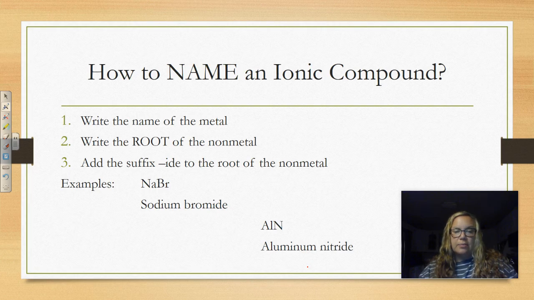So examples here, we have NaBr. So we say sodium, that's the name of the metal, then write the root of the nonmetal. Br is bromine, so we write brom. And then we add the suffix IDE to the root of the nonmetal. That's where we get bromide. The second one, we have AlN. So we have aluminum, that's our metal. And then instead of writing nitrogen, we write nitr, which is the root of the nonmetal. And then we simply add IDE for aluminum nitride.